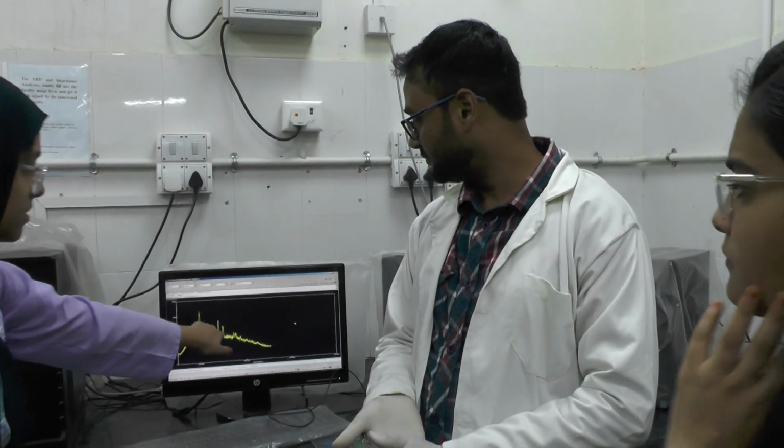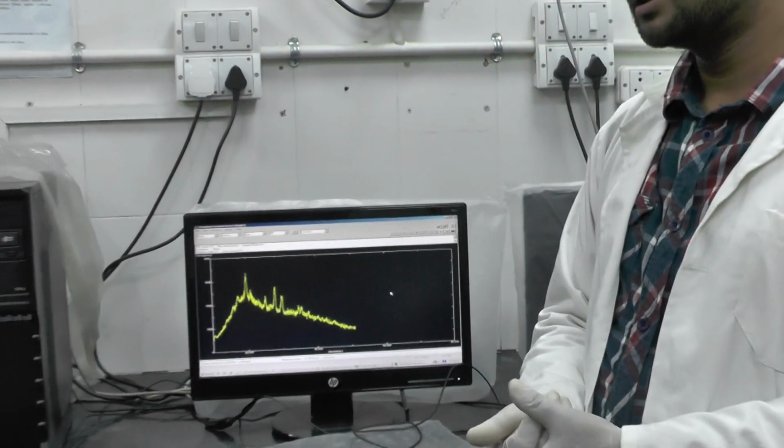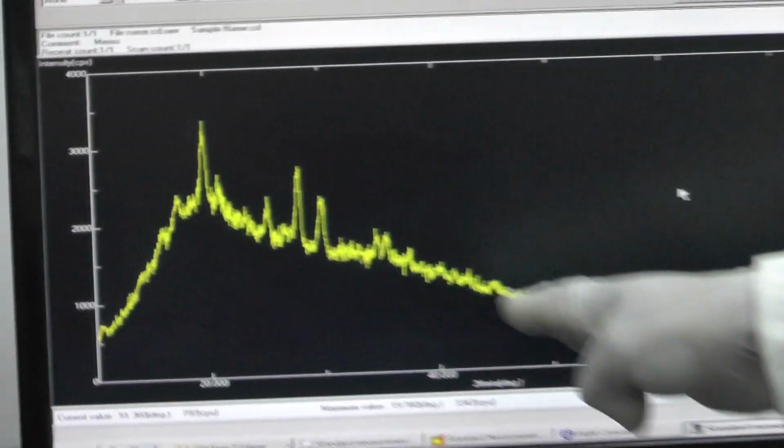So these peaks are of noise? Yes, some are of noise and some are of the material. Every material has its own characteristic peaks. So these are basically the fingerprint.